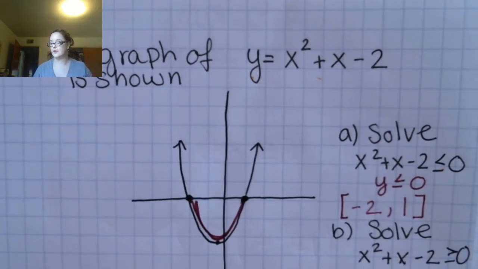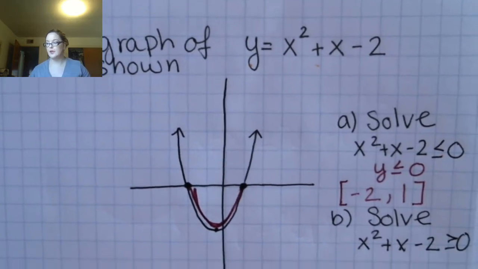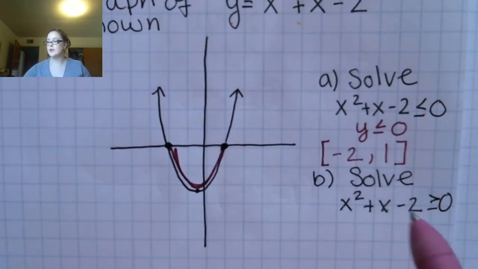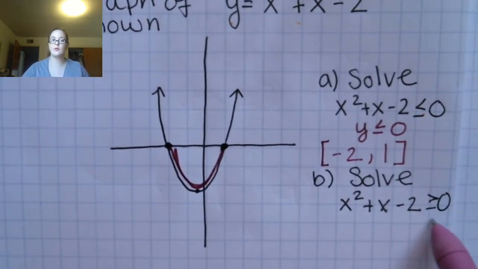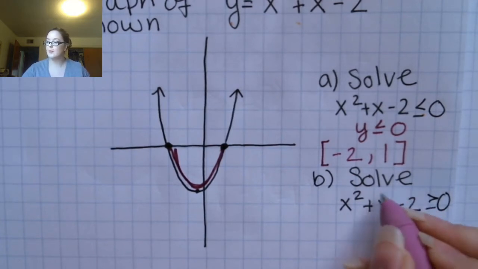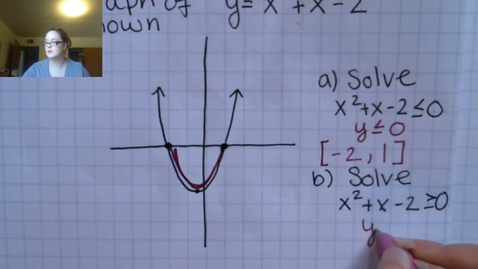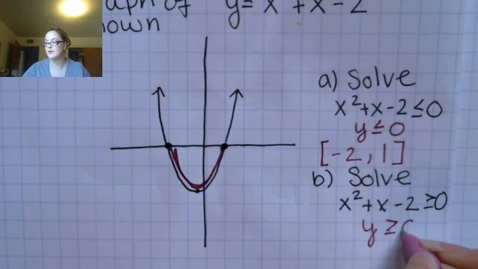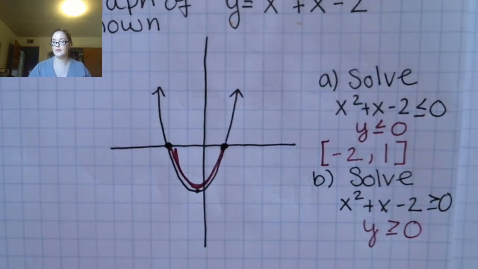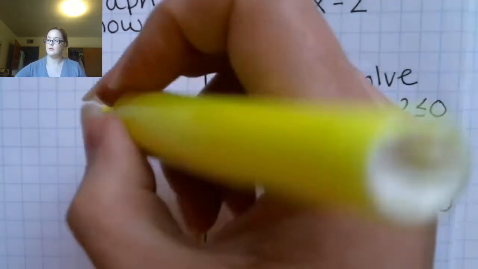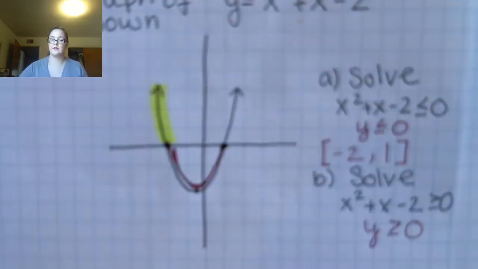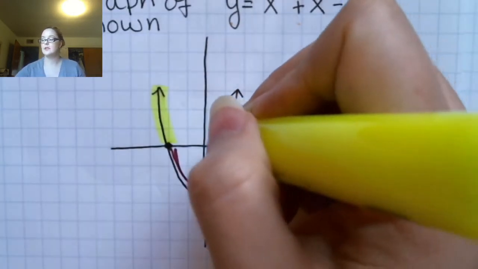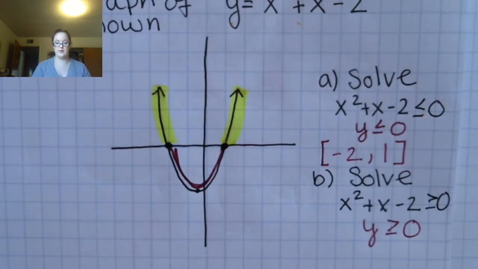All right, so let's look at part B. It says, when is x squared plus x minus 2 greater than or equal to 0? So remember, this is y. So what this is really asking you is when y is greater than 0. When is that happening? Well, here's a part where y is greater than 0, and here's another part where y is greater than 0.